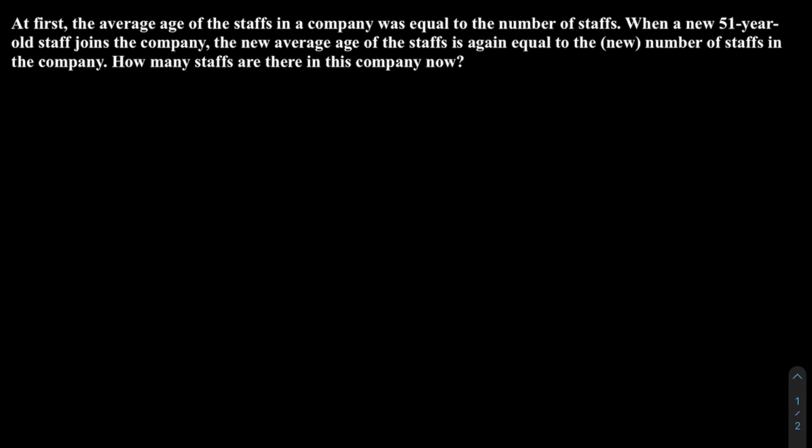So we start off by giving the number of staffs. Let's just call this x, okay? So x is the number of staffs, but it's also the average age. So it's the average age over here. This is the number of staffs. Let me just write this down. Number of staffs. And this is the average age.